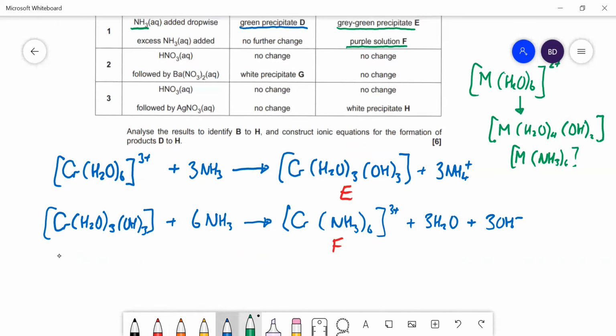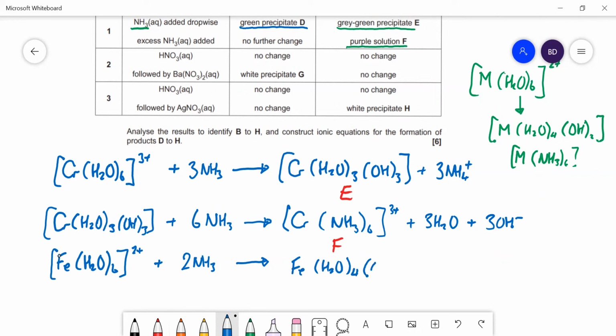So we've got Fe H2O 6 2 plus. We're going to have just 2 NH3s there. We're going to remove 2 protons. We've got Fe H2O 4 OH twice, no charge on that. And we formed 2 ammonium ions there. And that's the end of that. And that one is complex D. Okay, right. I'm going to rub all this out now, I think. Do the next bit.